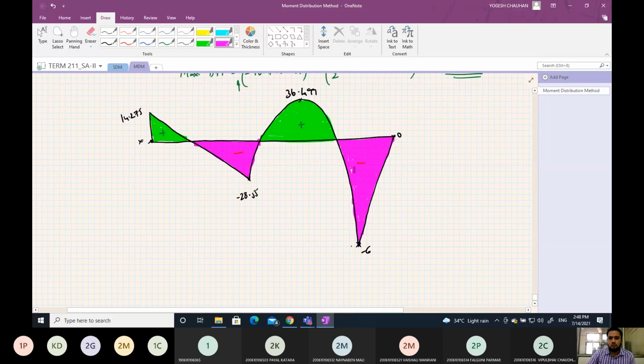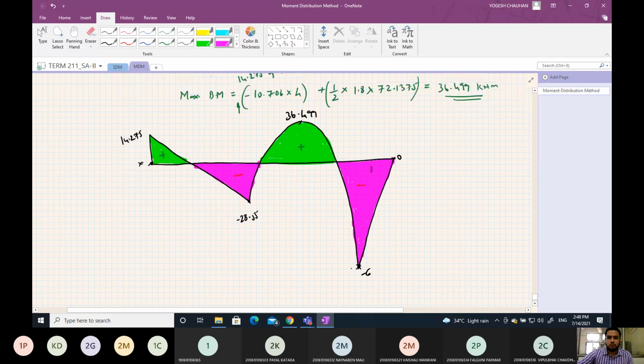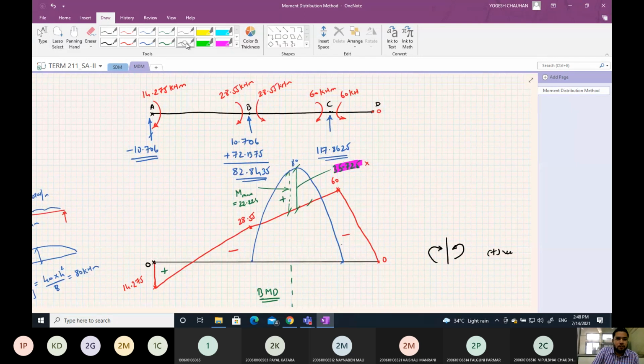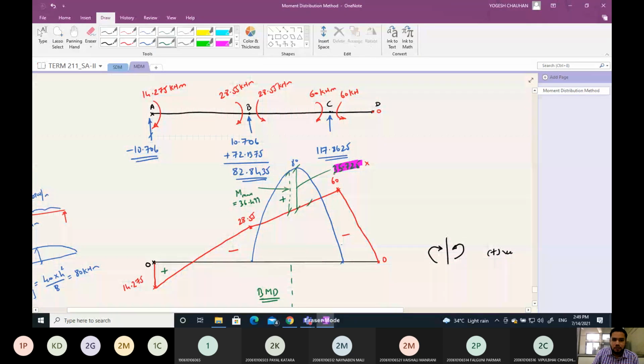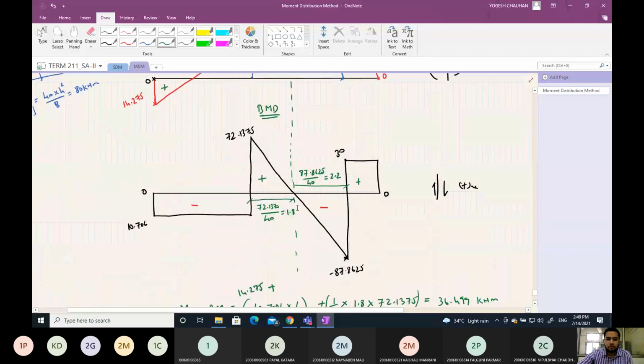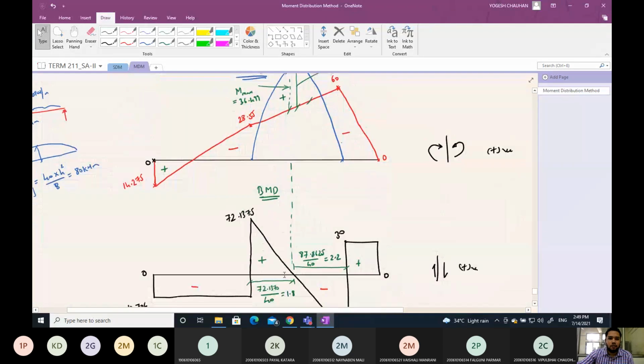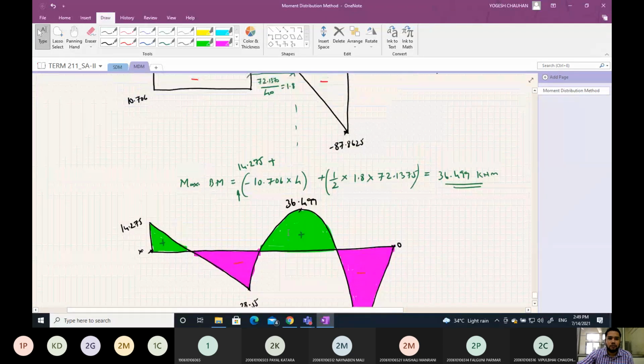So make the corrections, you can draw this way also. Here this moment is actually 36.499. So this is correct. This is not wrong. It is less than that, so it is okay. So you can draw the bending moment diagram this way, or you can also draw it in this way.